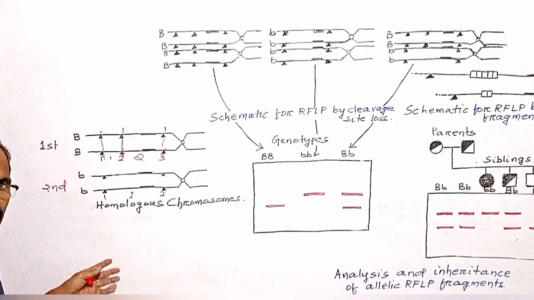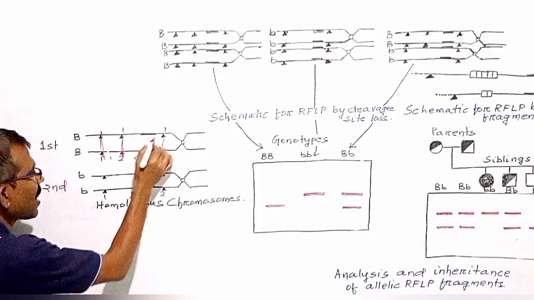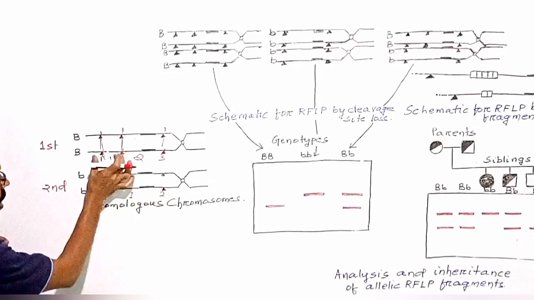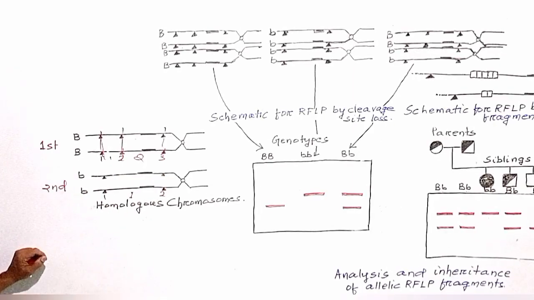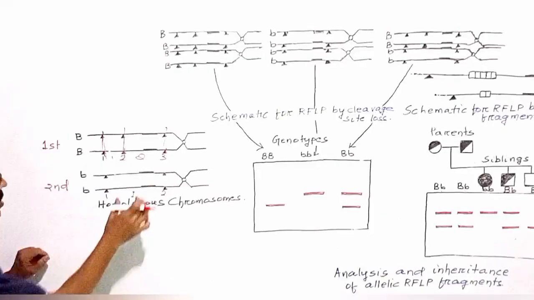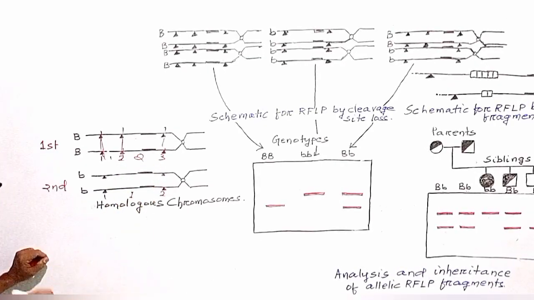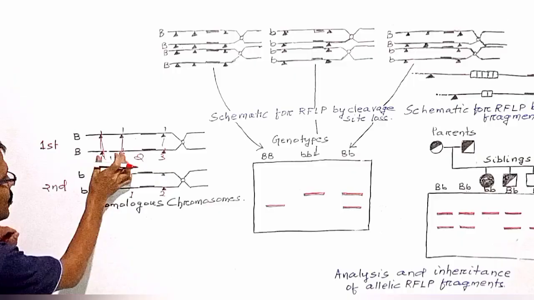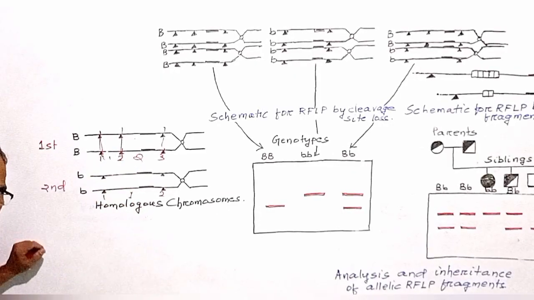When treated with EcoR1, this chromosome will be cleaved at these three sites. As a result, two fragments will be produced. Out of two, only this fragment will be detected by autoradiography. This is because this fragment has the complementary sequence that can bind to the probe. On the other hand, this fragment will not be detected because it cannot bind to the probe.